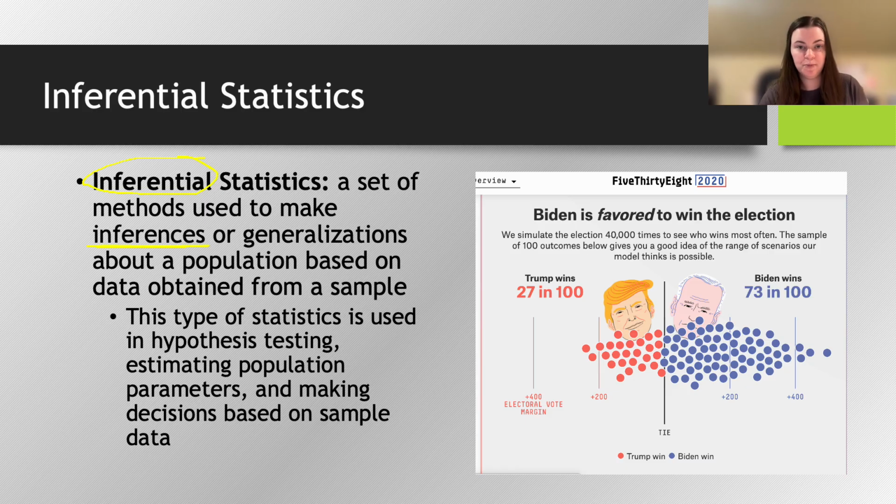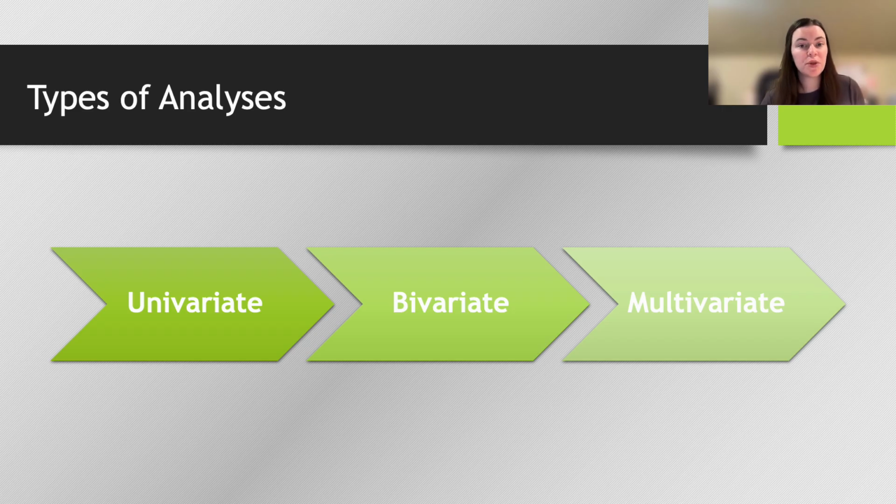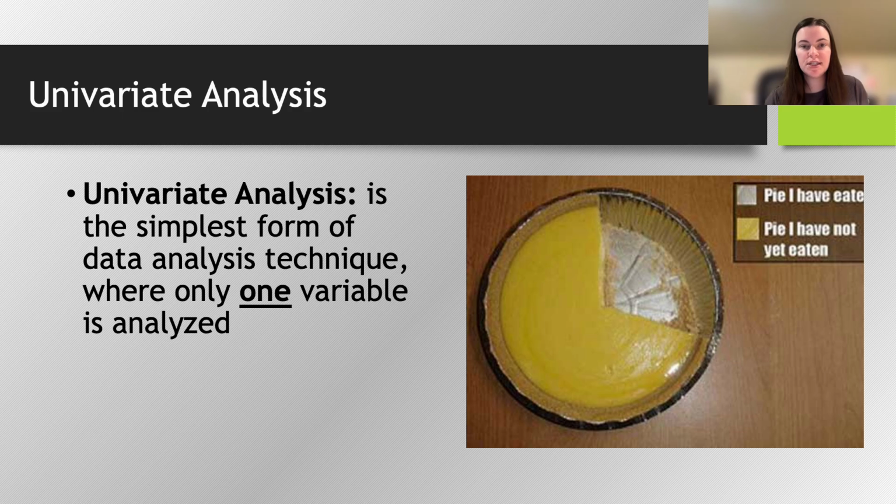There are 3 different types of analyses that we will be discussing to conclude our first chapter discussion. The first is called a univariate analysis. The second is a bivariate analysis. And lastly, a multivariate analysis. Let's first discuss what a univariate analysis is.